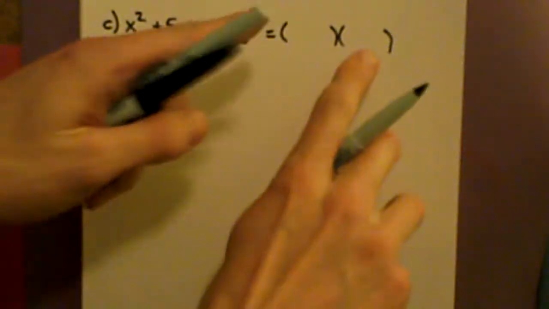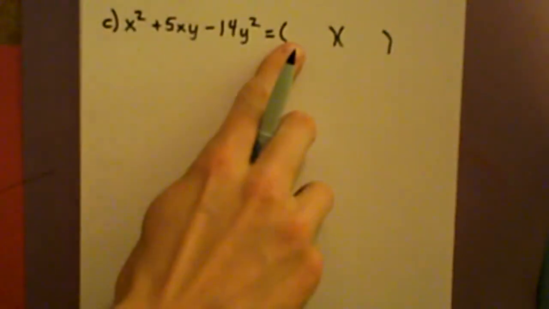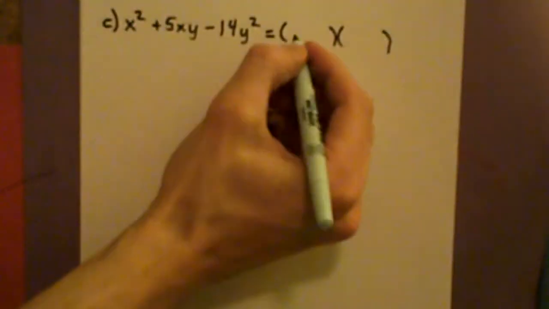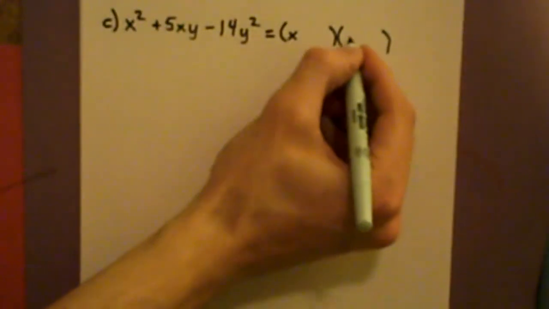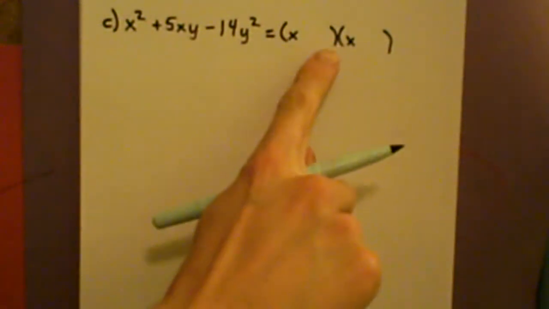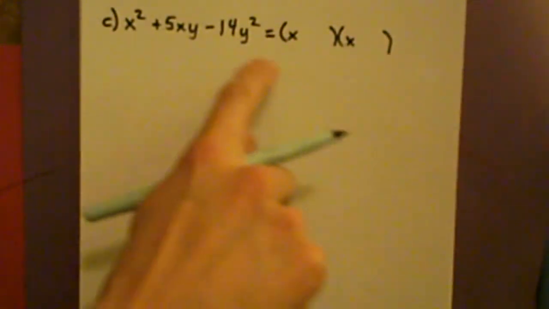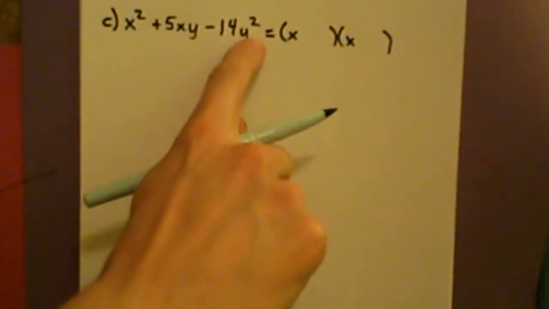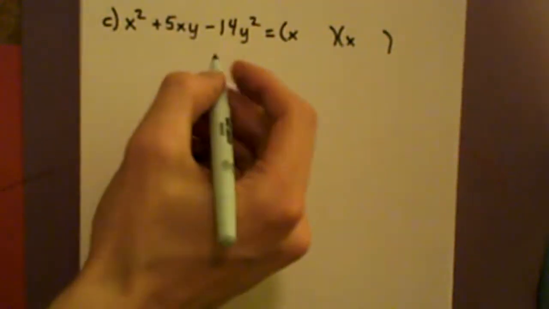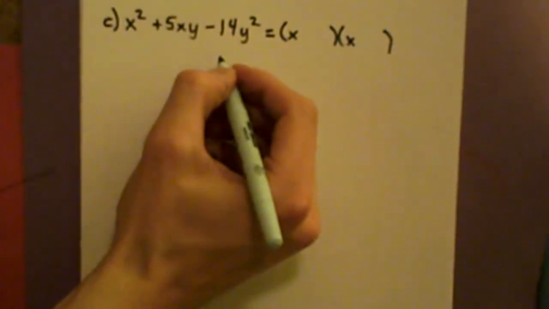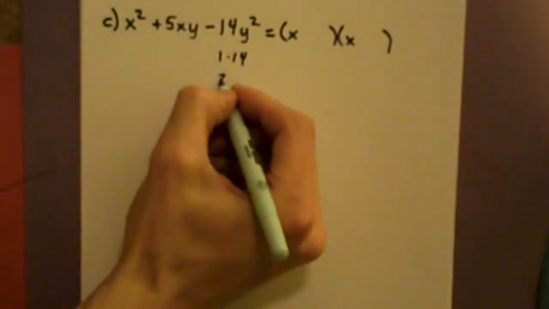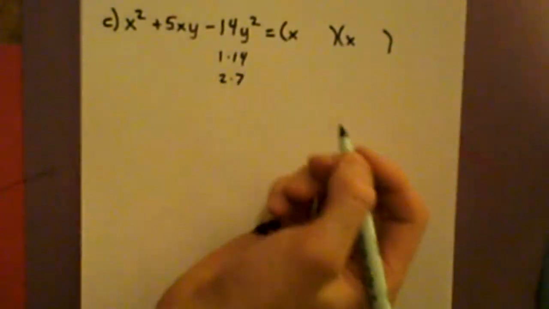We know that when I multiply this spot times this spot, it should give me x squared. Well, that's easy. That's got to be x and x. But now the two last positions, this spot and this spot, should multiply to give me negative 14y squared. Well, there's only two ways we can get 14. We can get it with 1 times 14 or 2 times 7.